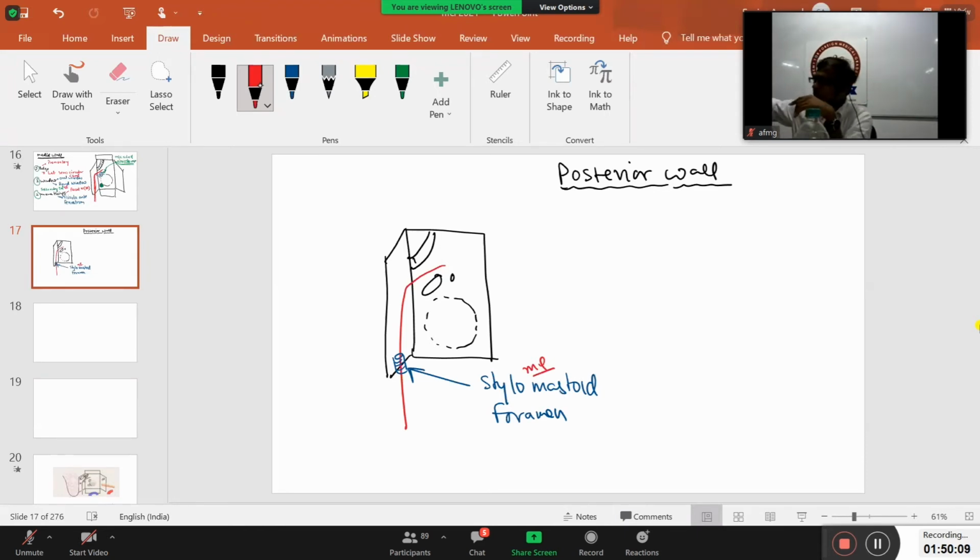Which is on the lower end of the posterior wall, as you can see. So the lower end of the middle ear posterior wall has the foramen, and the upper end has a door. There is a door here, and this door has a name. What is the name of this door? Aditus. The door is called aditus. The literal meaning of aditus is door.